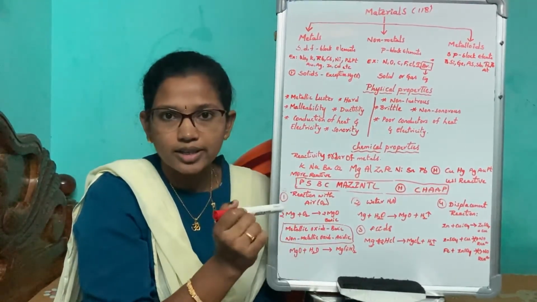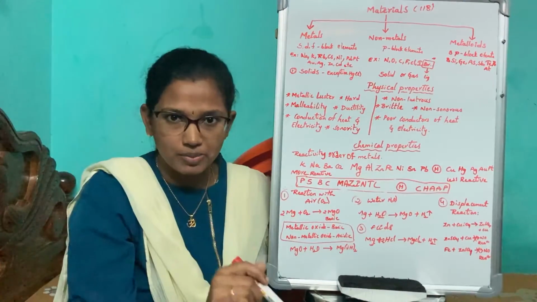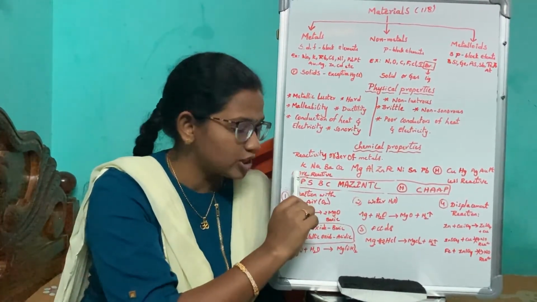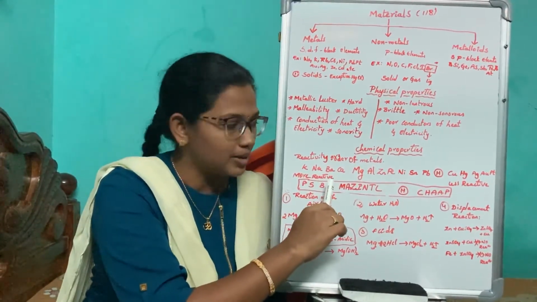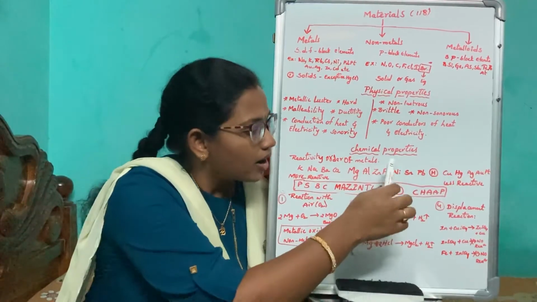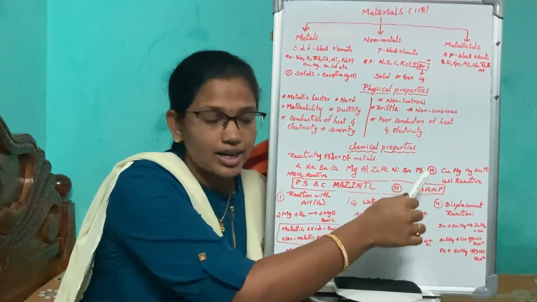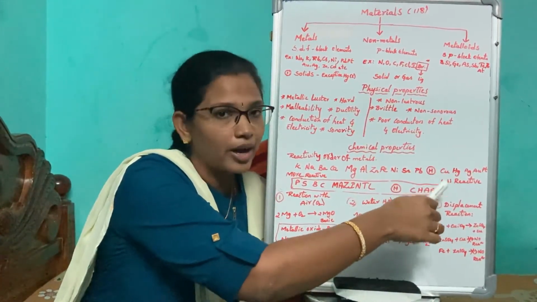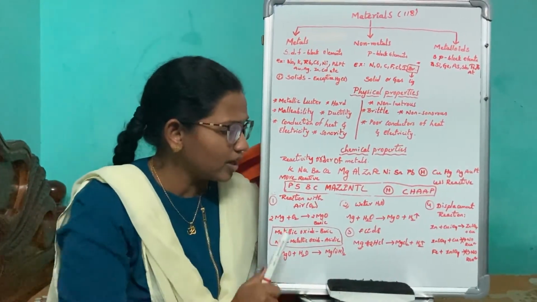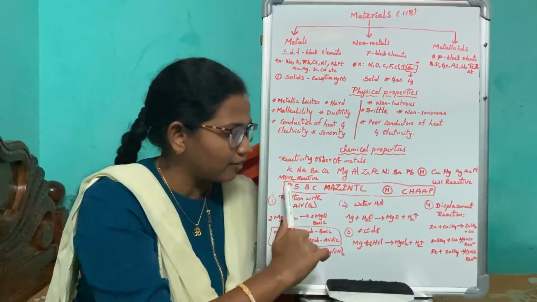Here the order in metals is potassium, sodium, barium, calcium, magnesium, aluminium, zinc, iron, nickel, tin, lead, hydrogen, copper, mercury, silver, gold, platinum. In order to remember this, we have a shortcut.